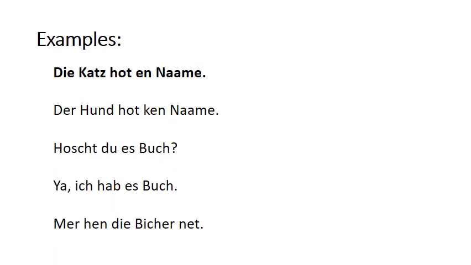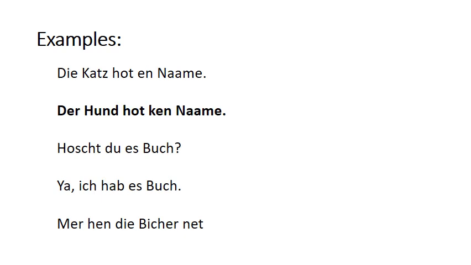Okay, let's see some just concrete examples, combining some of our words and the verb to have. Die Katz hat ein Name. This means the cat has a name. Name means name. Die Katz means the cat. Katz happens to be feminine, so its definite article is die. Ein means a. Die Katz hat ein Name. The cat has a name. Sentence structure, just like English.